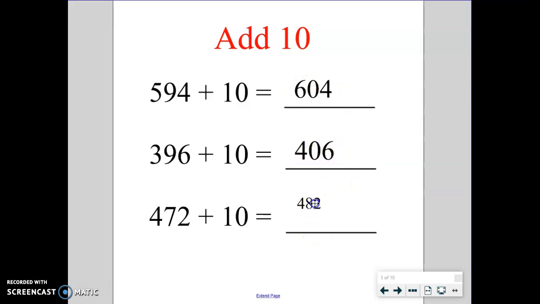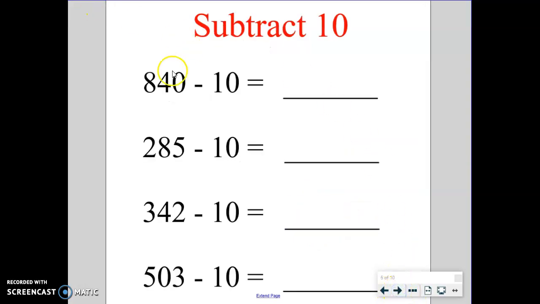All right. We're going to do some subtracting by 10 mentally as well. So I'm going to take a look here. 840 is made up of 8 hundreds, 4 tens, and 0 ones. So if I take away one of my tens, I'm going to be taking away 1 in my 10 spot here. So I'm going to have 800 still, but 4 minus 1 is 3, so 830.